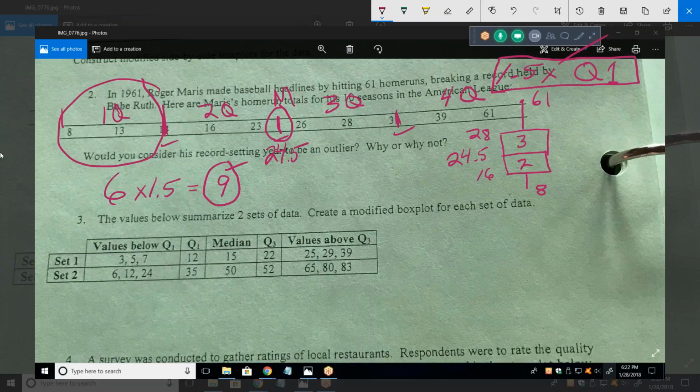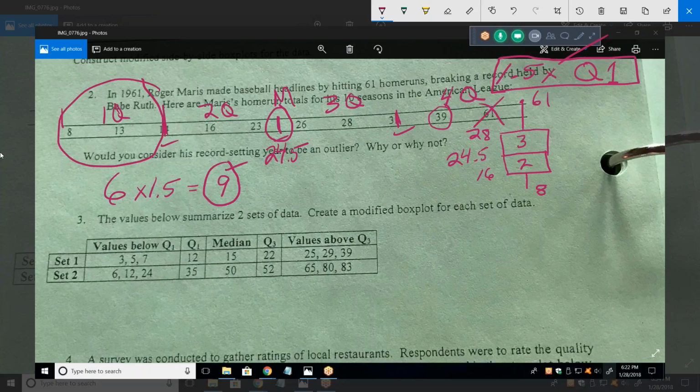Now, the question is, is 39 an outlier? Well, I don't think so. Is this number between 28 and 39? Is that 31? I think it is. So 39 is not 9 more than 31. It is 11 more than 28. So in one sense, you could call it an outlier, but I don't think so here. 61 is definitely an outlier.